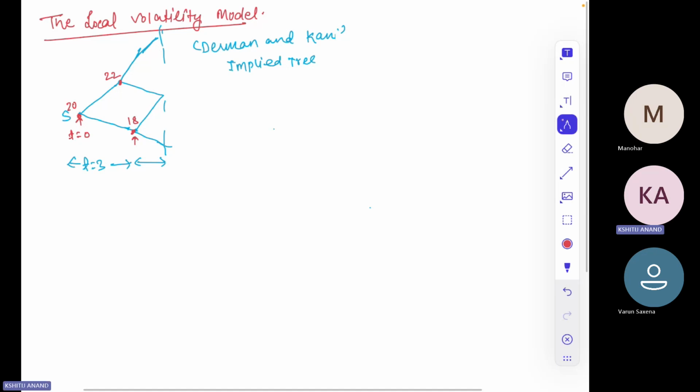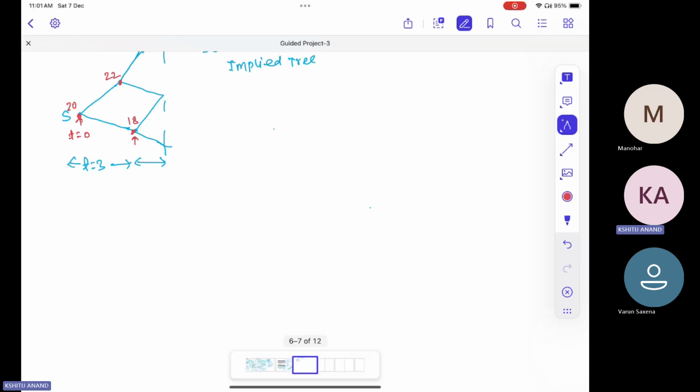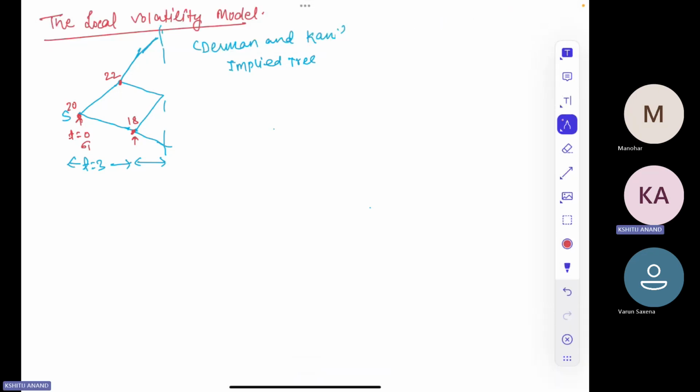Okay. So what we say is, at this juncture, at time t equal to 0, your underlying will have a certain volatility. Let that volatility be sigma 1. When it goes to either 22 or 18, it will have a different volatility. So it is kind of a local volatility. Local volatility means volatility at that instant. So this is what we define as local volatility.